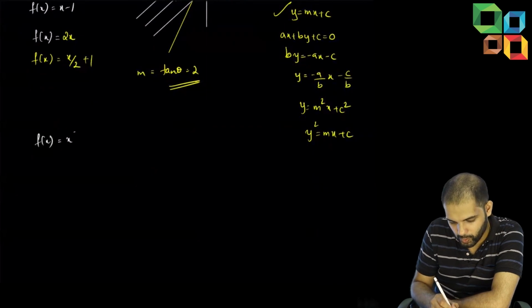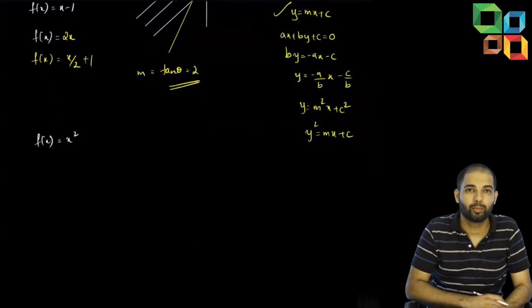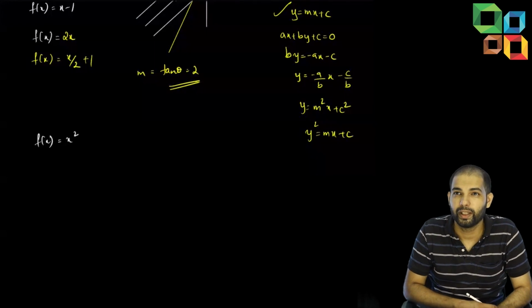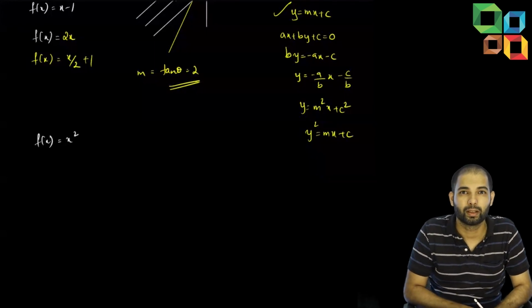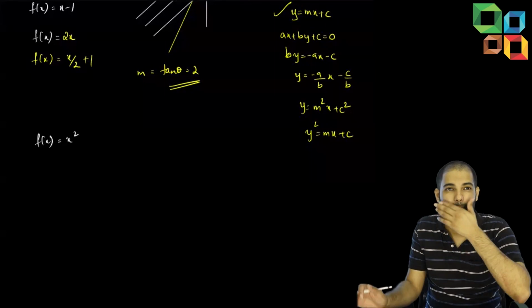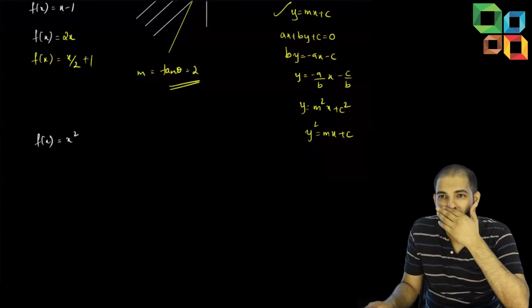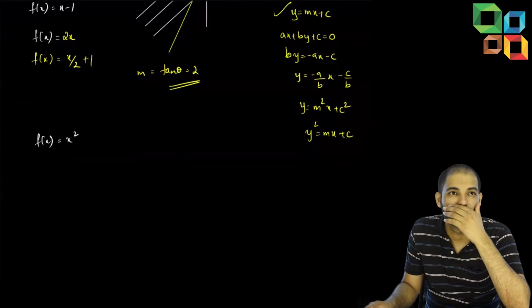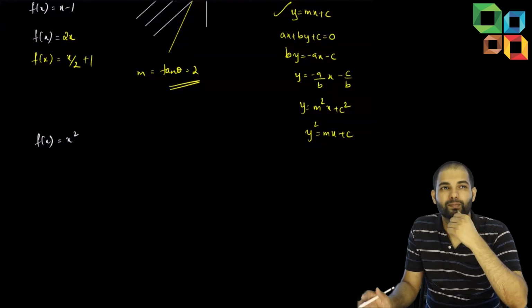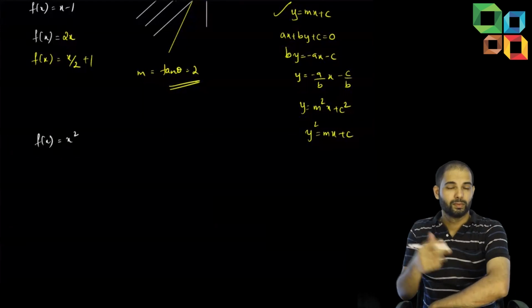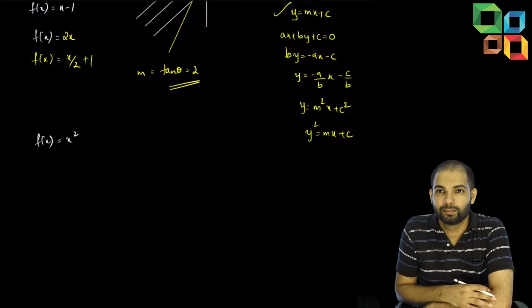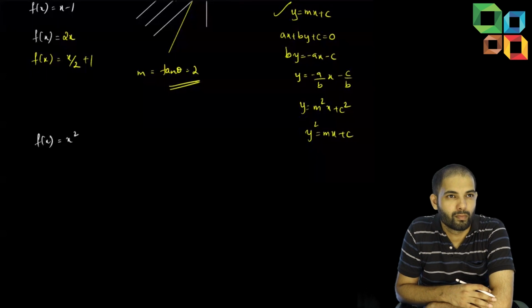F of x equal to x square. Can you try to plot this? Y equal to x square or f of x equal to x square. How does this look? Everybody knows it's a parabola. Did you get the graph?